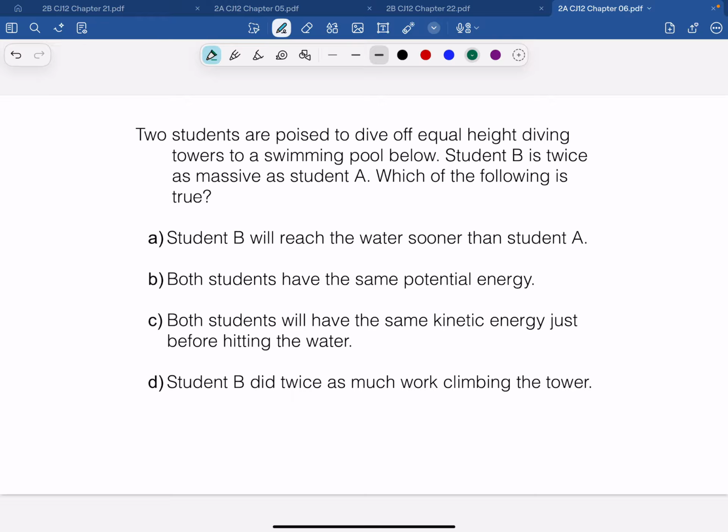Why is D correct? More force. Twice as massive. The force times distance, right? Why does student B have twice as much potential energy? Because student B did twice as much work. And why did student B do twice as much work? They're heavy. Gravity pulls twice as strong. Force and distance is work. So twice the force over the same distance is twice the work.